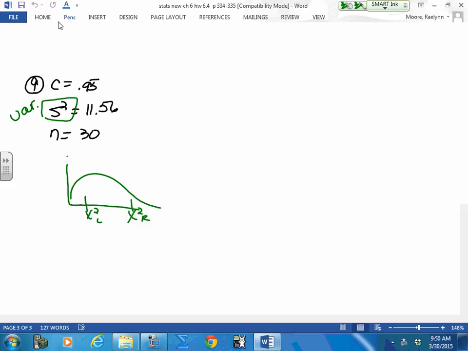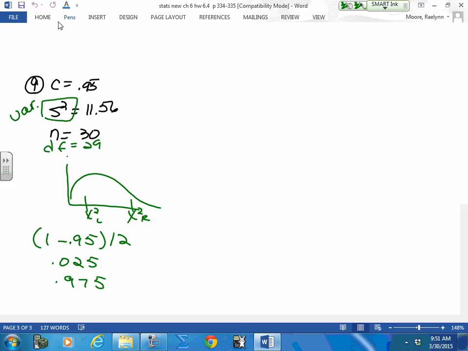So we look up degrees of freedom. What's my degrees of freedom? 29. We start like your inverse norm. We say 1 minus 0.95, divide by 2. We do this first. We get 0.05 divided by 2, we get 0.025. Subtract it from 1, we get 0.975.